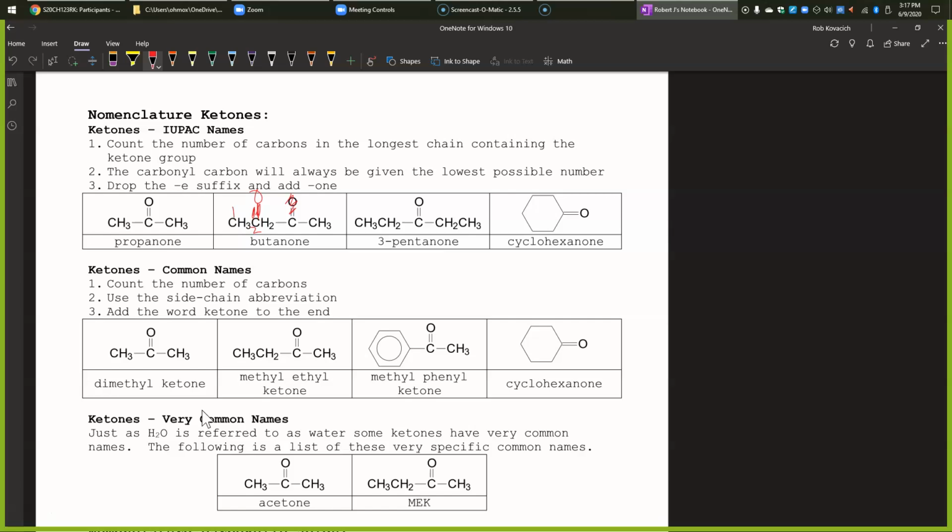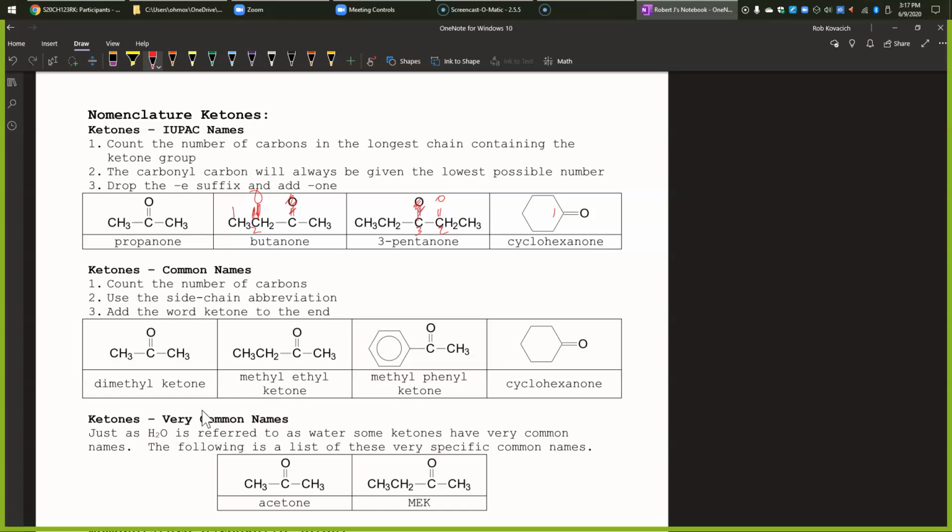This one, on the other hand, could be at position number 3, or I could move this C double bond O to position number 2. So I'm going to have to designate where the aldehyde actually is located. And I don't on the cyclohexanone because it's a circle. So whichever, it doesn't matter where it is, that's still just going to be carbon number 1. So I don't even bother to put one down.